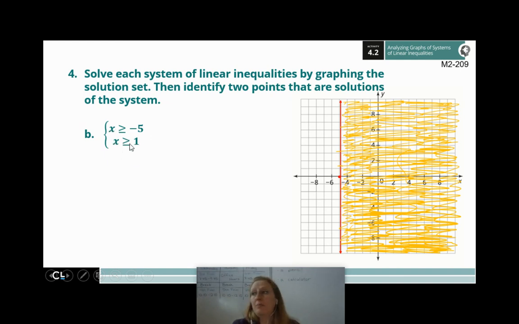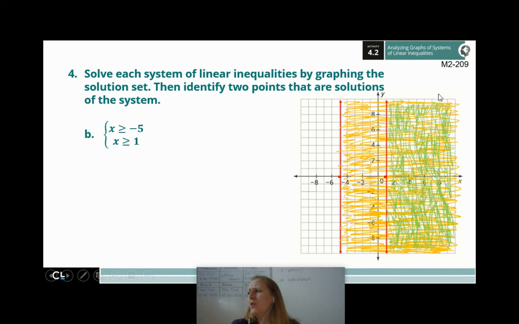And that means I can do something similar with this other one. X is greater than or equal to 1, so here's 1, and everything greater than that, so everything to the right. So I'll just make a solid line here, again because of the equal to, and shade everything to the right. We have a big overlap.